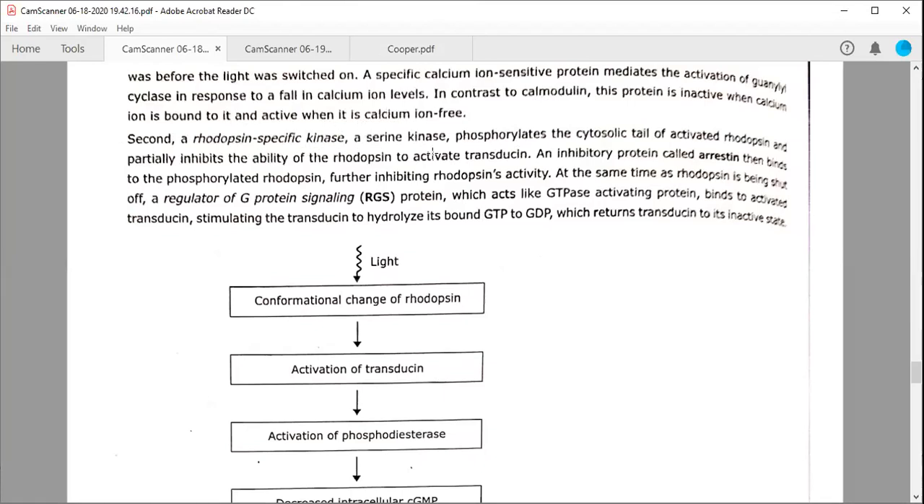Okay. The second type of regulation in the retina or the rod cell is by rhodopsin specific kinase, which is a specific serine kinase. I told you this also. You need to note these things, because in the retina this rhodopsin specific kinase is a serine kinase. It is not going to phosphorylate threonine or tyrosine. It will specifically phosphorylate only the serine residues in the cytosolic tail of activated rhodopsin GPCR, and partially inhibit the ability of rhodopsin to activate transducin.